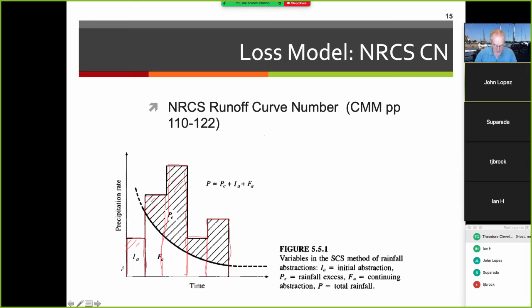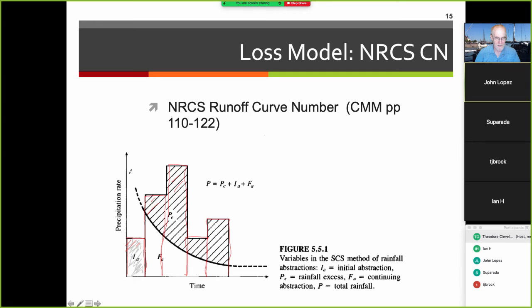The initial abstraction concept, I sub A, is a concept that says when rain begins, a certain portion of it is completely removed from the outflow signal, and that's water that's going into storage, evaporating, getting stuck on tree leaves. So in the SCS model, they have a portion called initial abstraction. And in this diagram, it's that gray portion. So that first pulse of rainfall, if you will, is becoming unavailable for runoff.